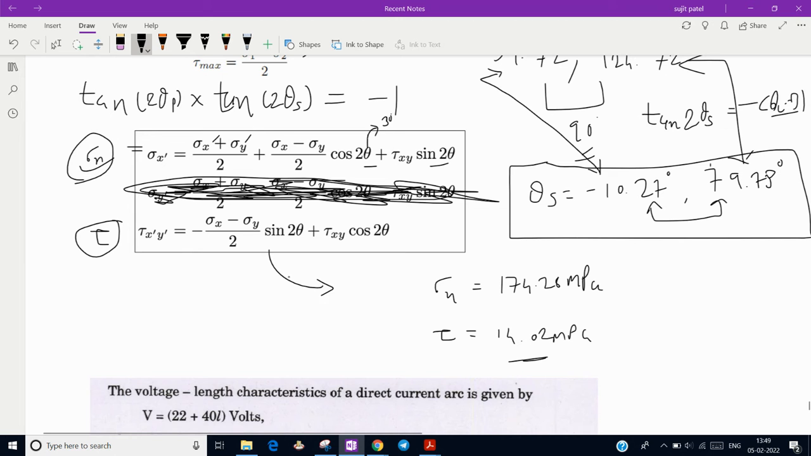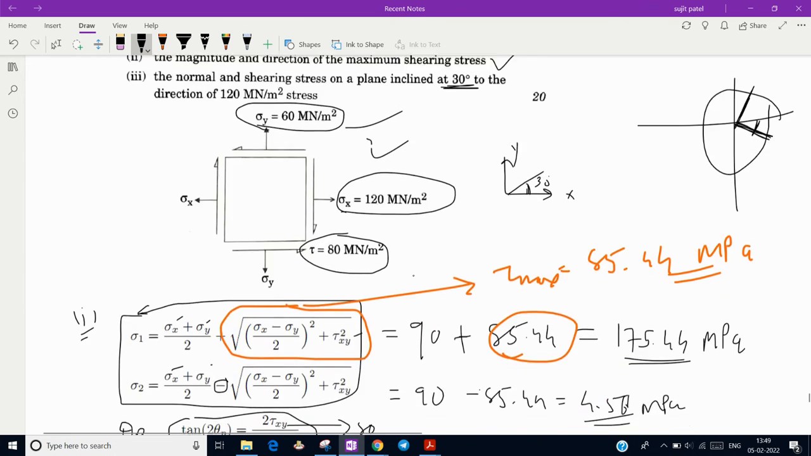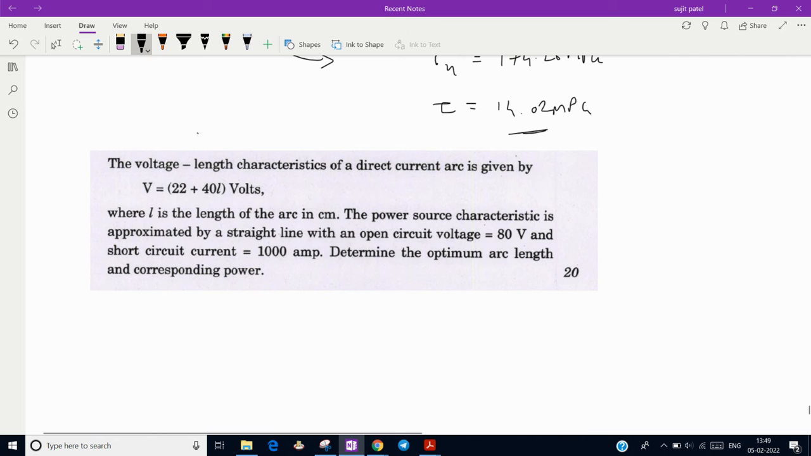Just use this equation and put the values of sigma x, sigma y, with theta equal to 30 degrees, sigma x and sigma y being 120 and 60. So this is the answer. Please check with your answer when you solve this.